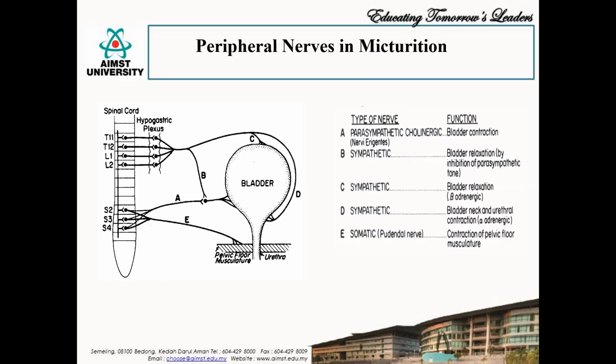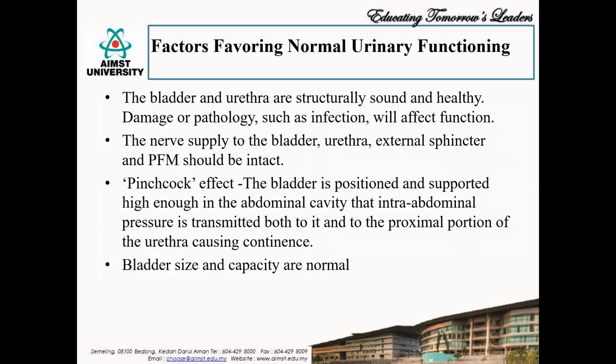Is that clear? So any problem with the muscular or any problem with the neurological control, you will have problem with the micturition. You will undergo leaking. Okay. So there are some other factors apart from this neurological, apart from this musculoskeletal. There are some other factors which will be controlling this normal urinary function.